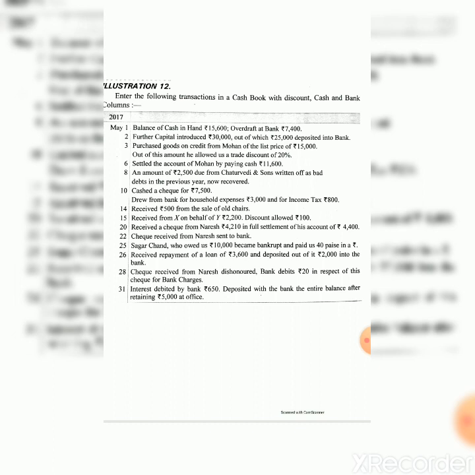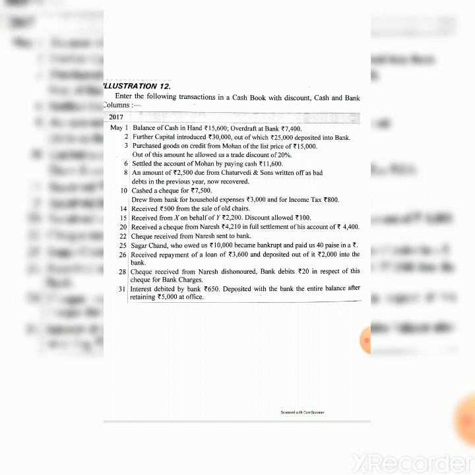So you can see, balance of cash in hand 15,600 and overdraft was there. Further capital introduced was 30,000, out of which 25,000 was deposited into the bank. Purchased goods on credit from Mohan of the list price of 15,000. Out of the amount he allowed us a trade discount of 20%. Settled the account of Mohan by paying cash 11,600.